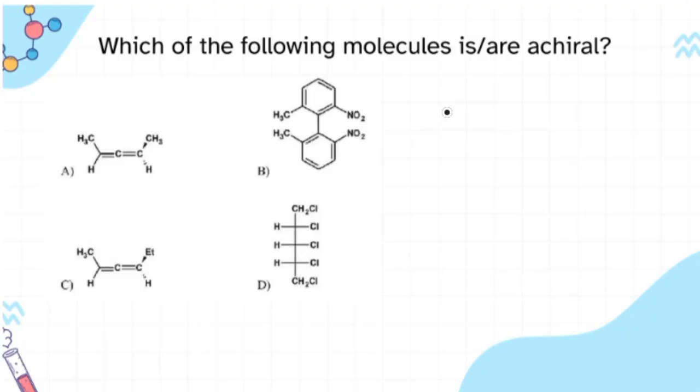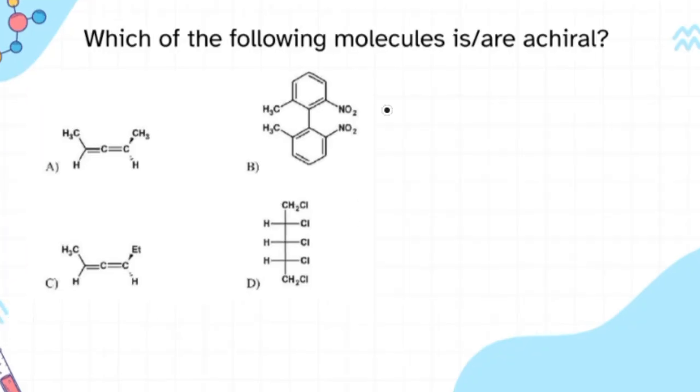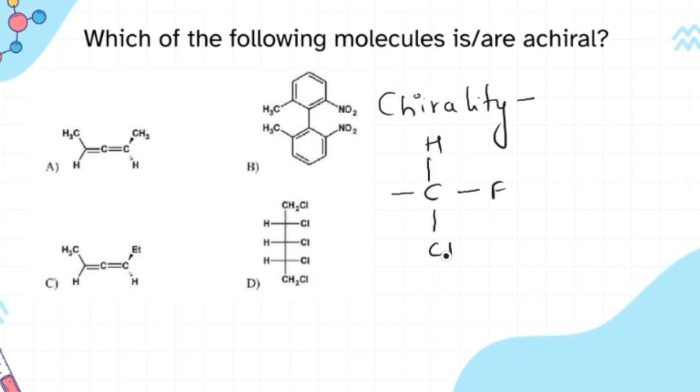Let's discuss the chirality of organic molecules using the given example. So, what is chirality? Chirality is a property of an organic molecule which can rotate the plane of plane polarized light due to the presence of asymmetry in the molecule. Say, for example, when a carbon is attached to four different groups, say hydrogen, fluorine, chlorine and OH, that is a hydroxyl group, then this carbon is called a chiral carbon.